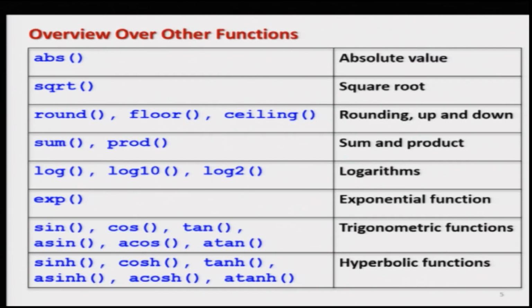And similarly, there is a long list of functions which can be used for different jobs. For example, there is a function abs which can be used for finding the absolute values. There is a function sqrt which can be used to find the square root of the values, and there is a function round, floor, ceiling, sum, product, log, exponentials, trigonometric functions, hyperbolic trigonometric functions, and so on.